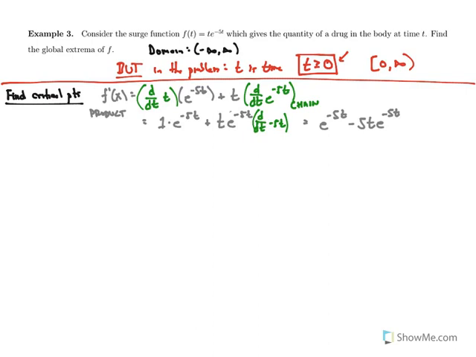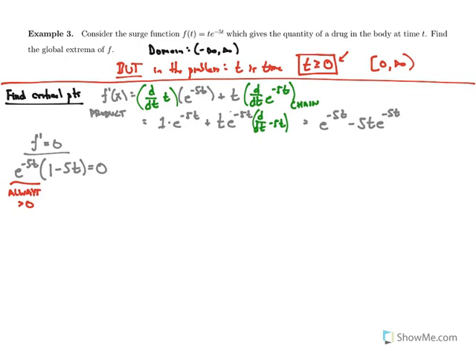There's our derivative, and we're going to set that derivative equal to 0. So to do that, I can take out an e to the negative 5t from both terms, and I'm left with 1 minus 5t equal to 0. It's important to note that exponential functions are always positive. So that part of this is never going to be 0, so we don't need to consider it.